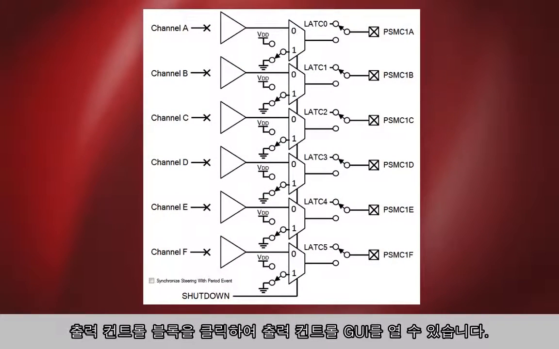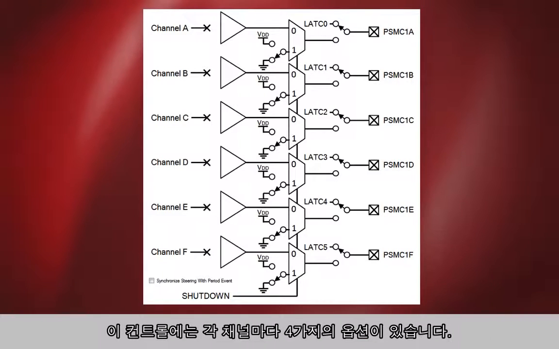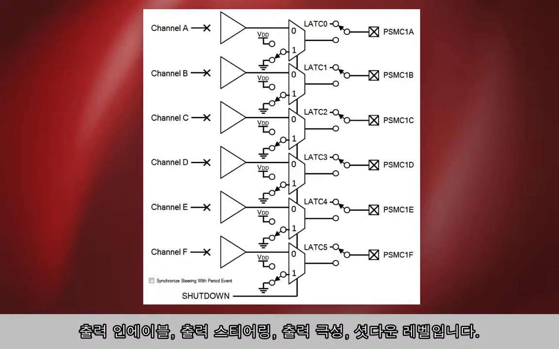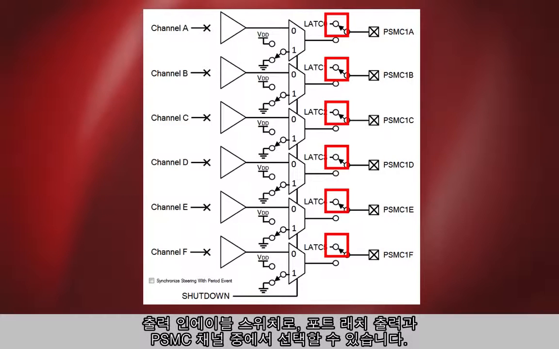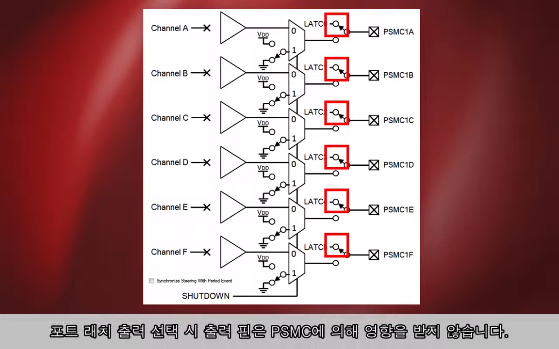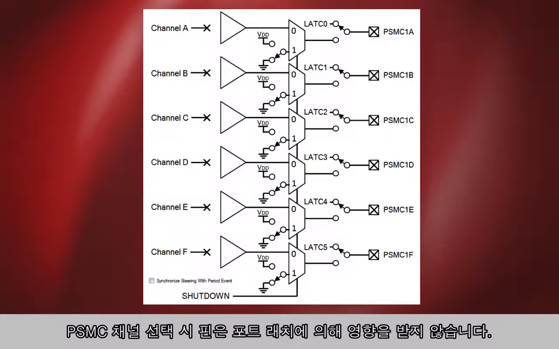The various channels are directed to the output pins through the output control. Here I've opened the output control GUI by clicking on the output control block. There are 4 selections for each channel in this control: output enable, output steering, output polarity, and shutdown level. The output enable switch selects between the port latch output and the PSMC channel. When the port latch output is selected, the output pin is not affected by the PSMC. When the PSMC channel is selected, the pin is not affected by the port latch.